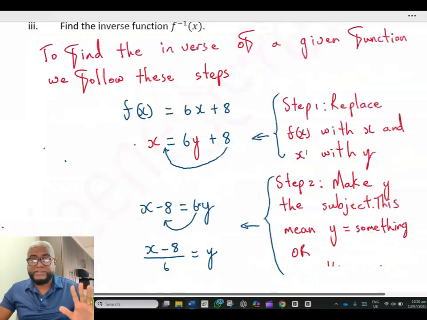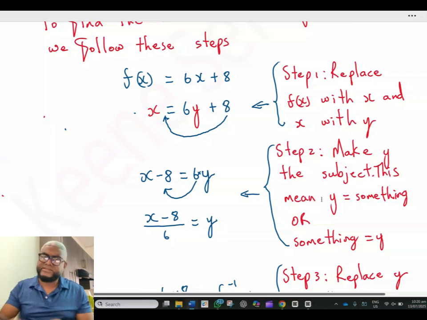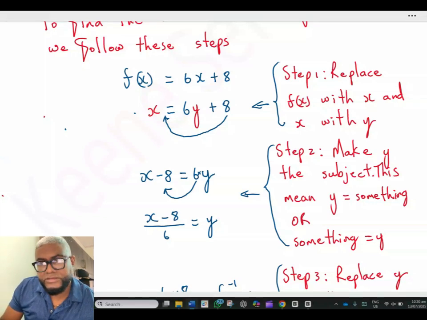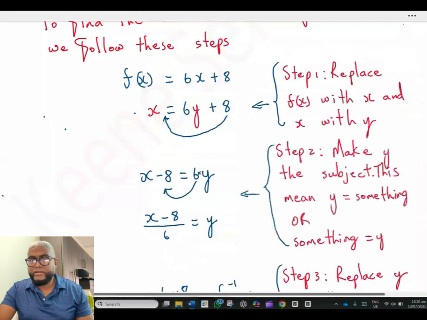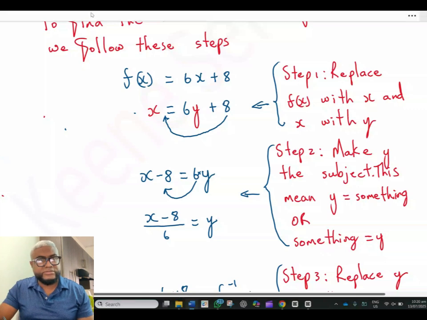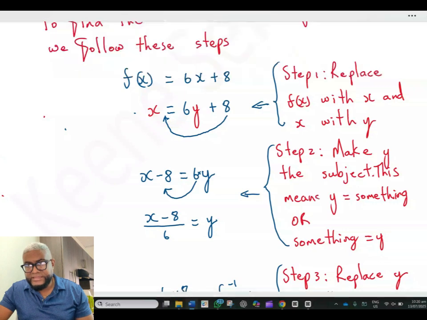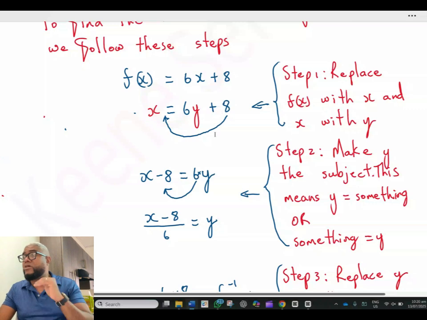Right. Step 1. Step 2. So we have this here now. Step 2, make y the subject. This means y is equal to something, or something is equal to y, whatever it is, right? So basically, you want to put y alone on one side.